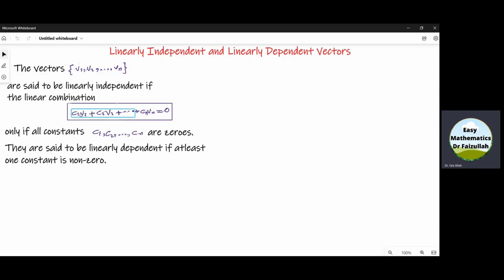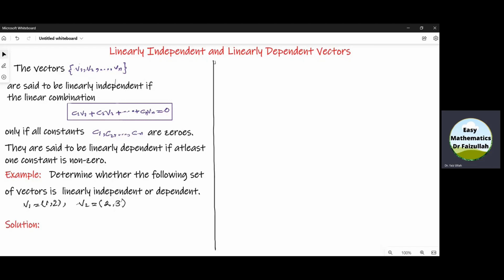We shall solve the system of equations to obtain the values of C1, C2 up to Cn. If we get that all the constants are zero, then we shall say that these vectors are linearly independent. And if we get that at least one constant C1 or C2 is non-zero, then we shall say that these vectors are linearly dependent. Let us explain it by some examples.